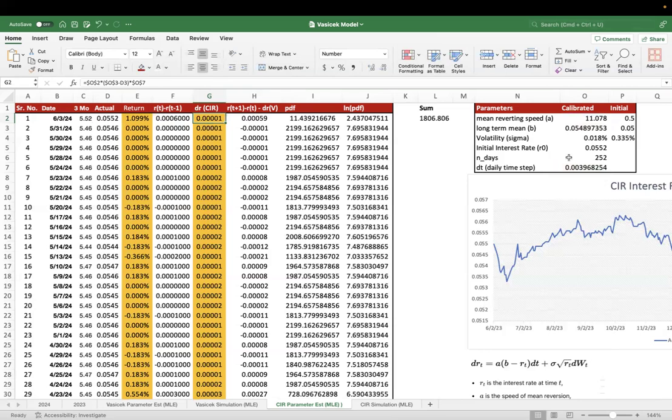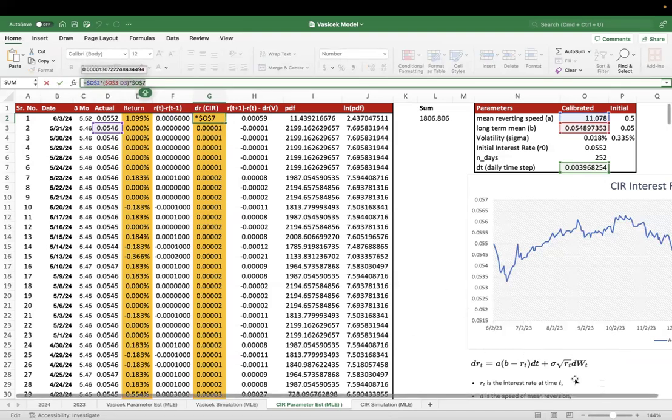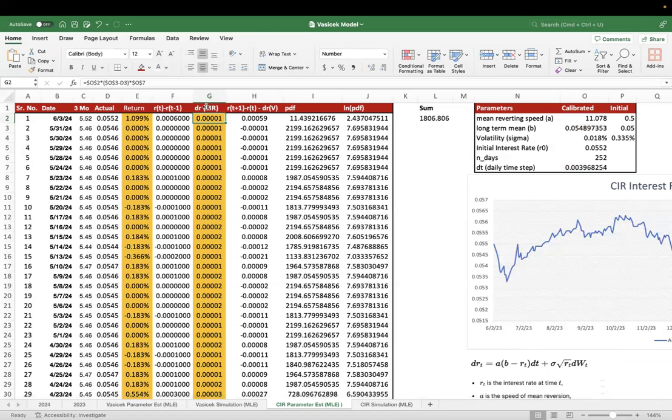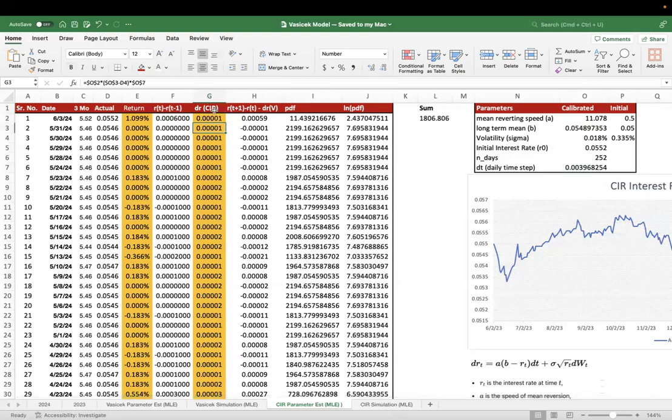As I said, sometimes you can use the complete equation and sometimes you can use just the first part, which is a times (b minus rt) dt. Most of the time, I have read in certain research papers that they have just used this piece, and some of them have used the complete equation. So it actually depends on what you want to use. But mostly I would say go with just the deterministic part, the first component of the equation. This is how you calculate the change in interest rate using the CIR model.